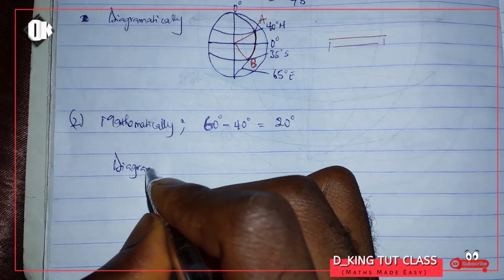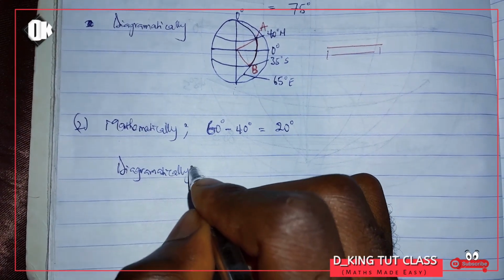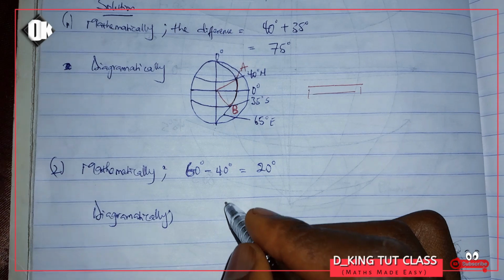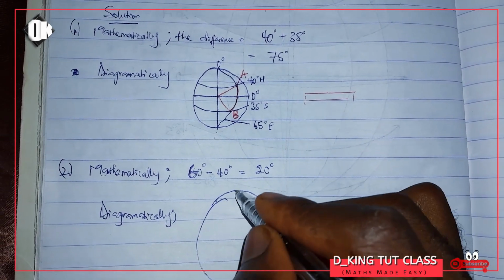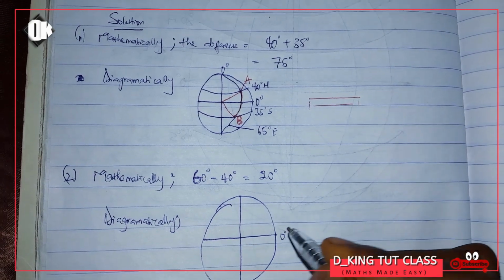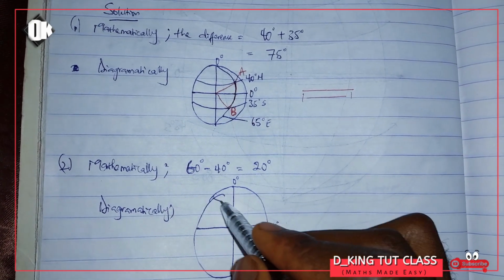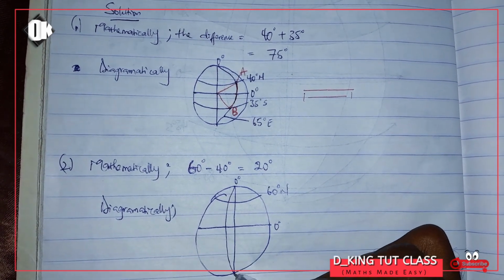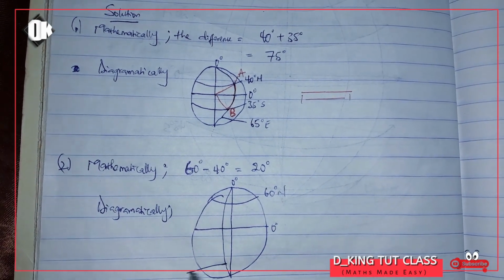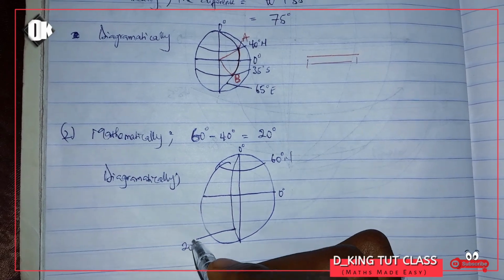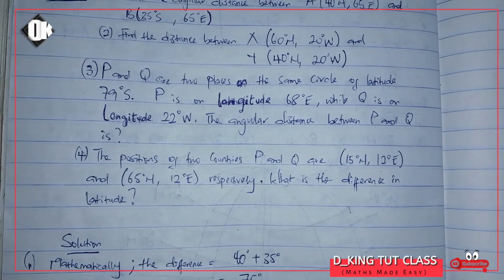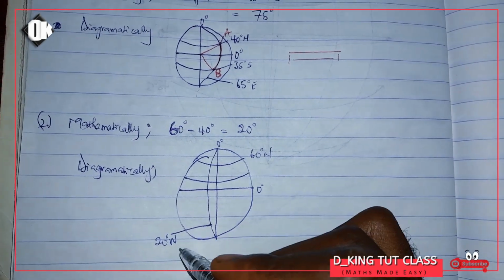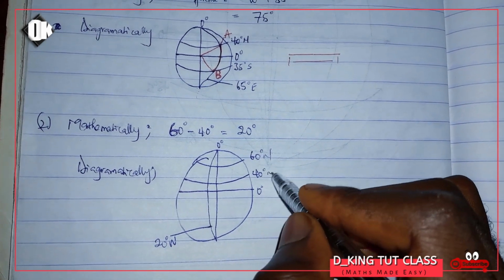Now let's see it diagrammatically. What I have is this. Point X is 60° north, 20° west. Around this point, 60° north, 20° west. So very close because it's not really far. So this is 20 degrees west, and I also now have 40° north, 20° west. 40° north is at this point. 20° west is still this one. This is 40° north, assuming.